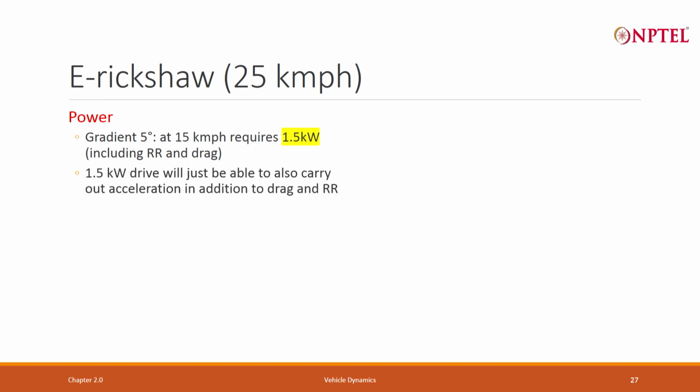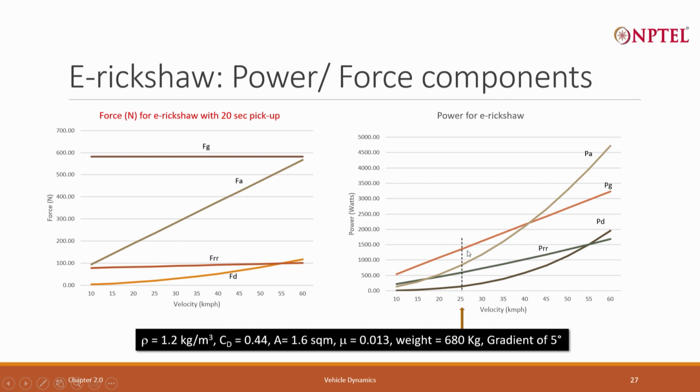With 1.5 kilowatt, if I look at it, the acceleration power is 700 watts, and the drag power and rolling resistance together are around 1.2, 1.3 kilowatt. So, a 1.5 kilowatt motor is good, I do not require more than that. In fact, the motor that is used is around 1.2 kilowatt.